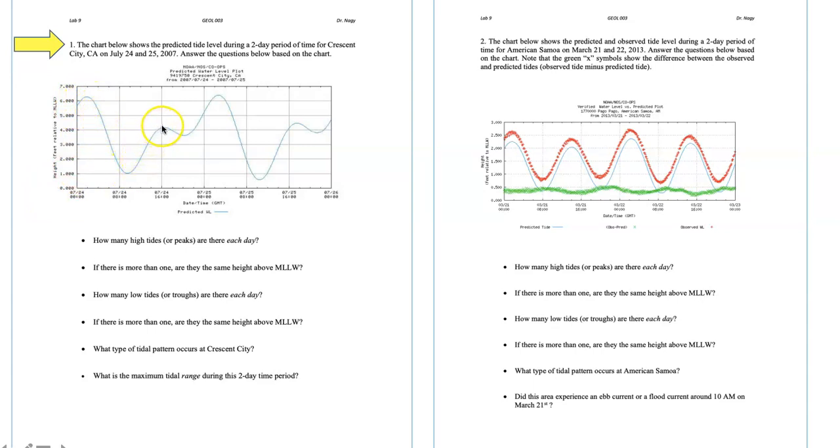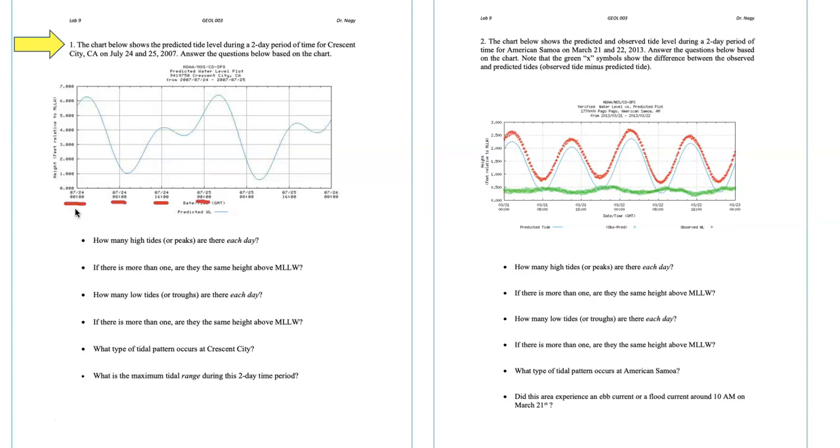It goes down, up, down, up, down, up, down, up. So the first question asks you how many peaks are there each day. I want to make sure you're clear on where the days are divided here. As I said, this is military time. So 0000 is midnight, 800 is 8 a.m., 1600 is 4 p.m., and then we're back to midnight.